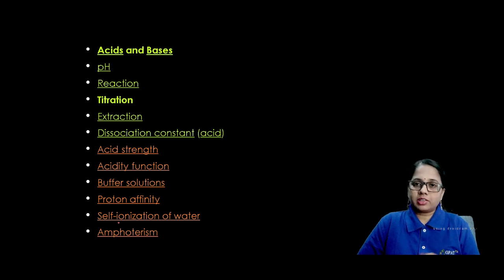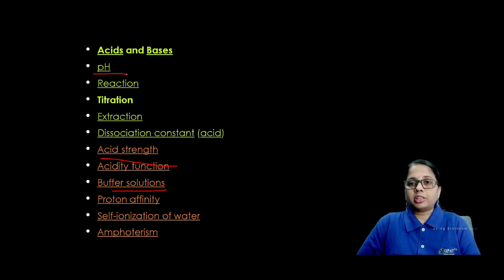So in acid-base titrations, you are going to learn about key terms like acid dissociation constant, acid strength, acid function, what the different buffer solutions are that you are going to use, and what the self-ionization of water is, how the reaction is going to be completed, and how pH is going to affect your titrimetry. How the acid-base reactions give you neutralization reactions based on the pH of the reaction, and how this reaction is going to be completed, all these terminologies you are going to see in today's session.